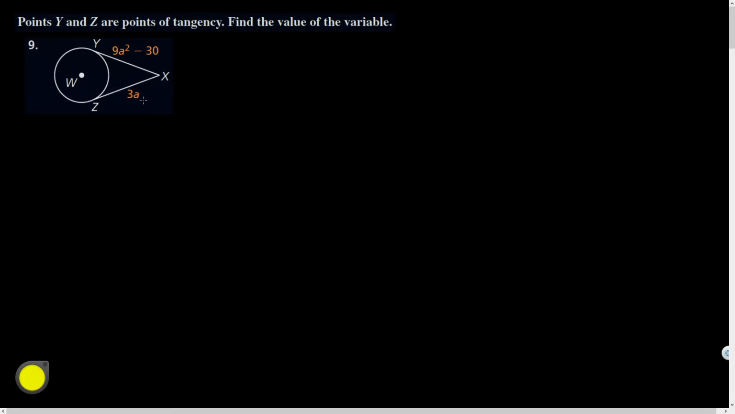Here we call this theorem the old dunce cap theorem. Two tangents to a circle, my friend. If they intersect, they are congruent to one another. So according to that, definition of congruent, I could probably say 9a squared minus 30 is equal to 3a. I feel like my 3's are a little weird today.